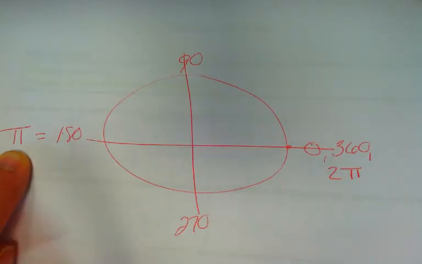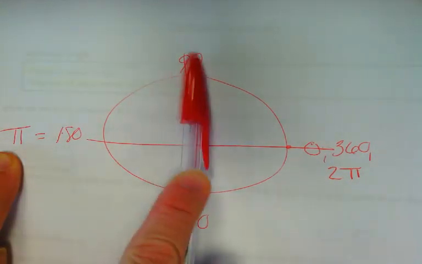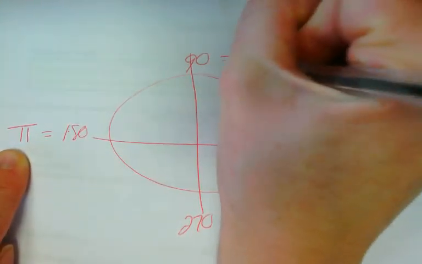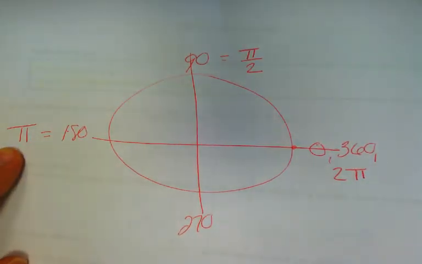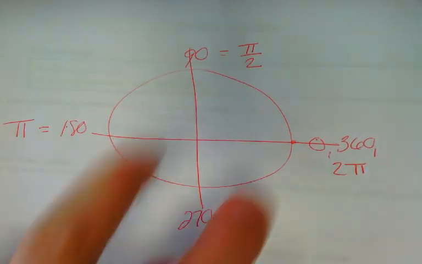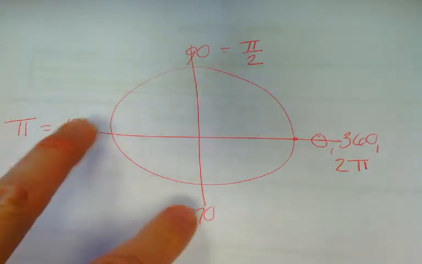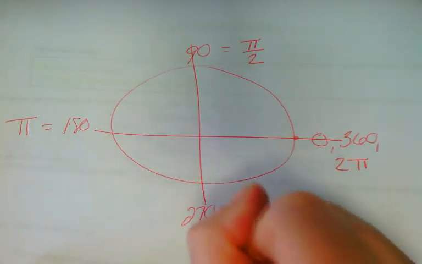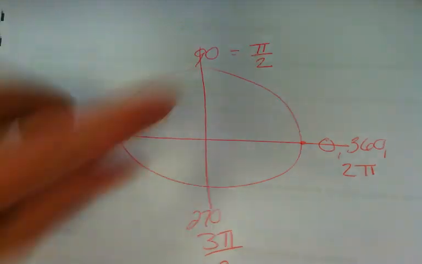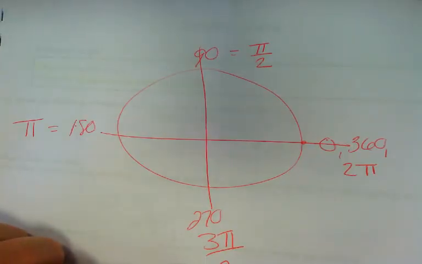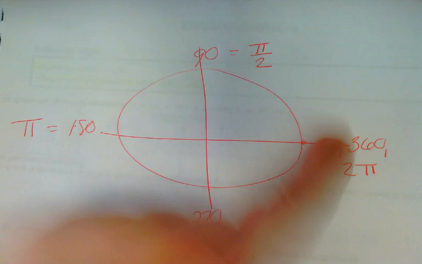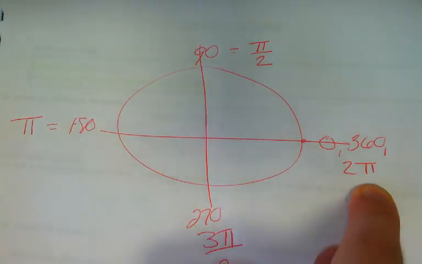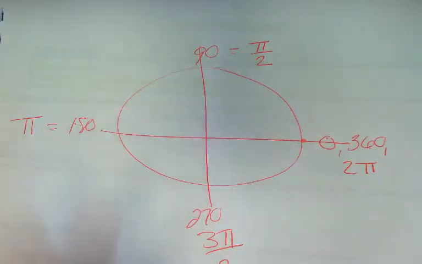Okay. Now, if pi is 180, how much of that is 90? Half pi. We just like to call that pi over 2. Now let's go to 270. Think about this. How many 90s made up a 270? 3 90s, which would be 3 pi over 2. So I have 0, pi over 2, pi, 3 pi over 2, 2 pi. This is coming up. This is all we're going to be talking about. We're not going to be in degrees anymore. It's all going to be radians.